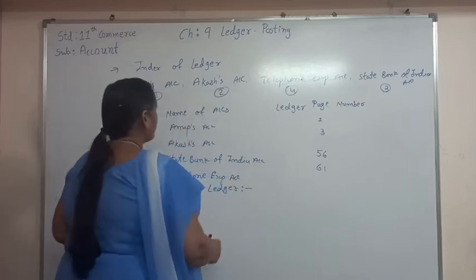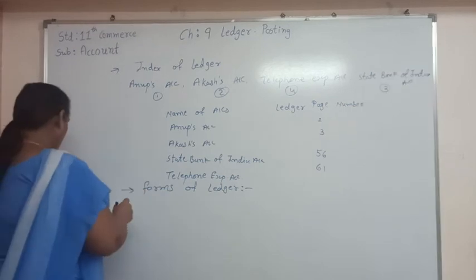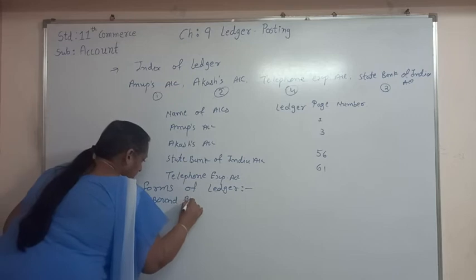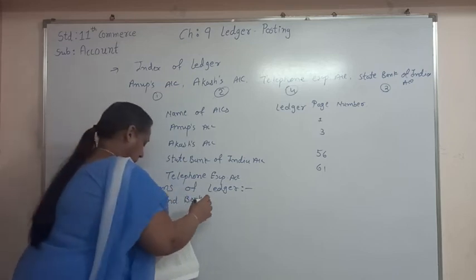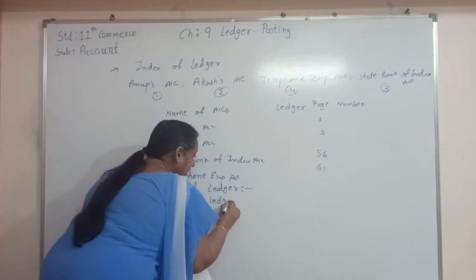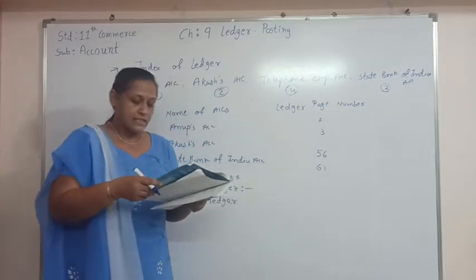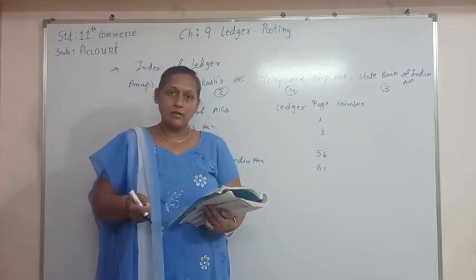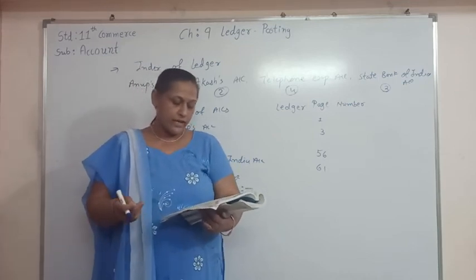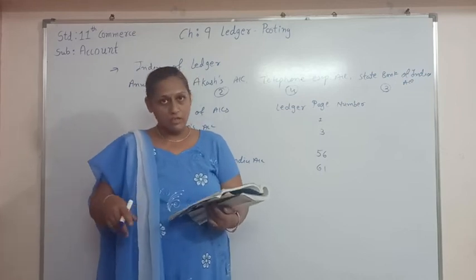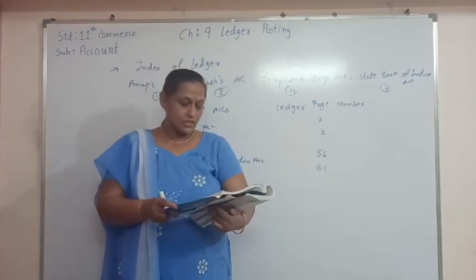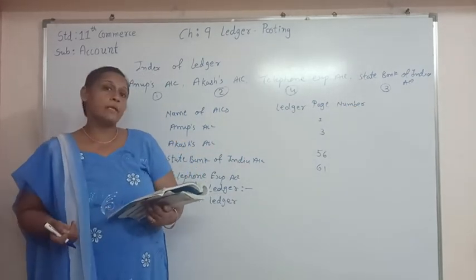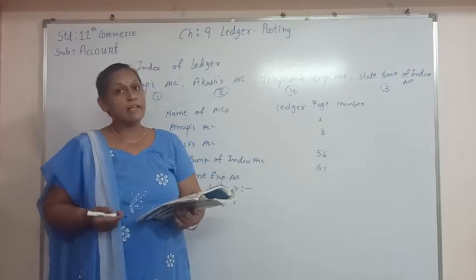The very first form of ledger is a bound book ledger. In a bound book ledger, we can see the typical ledger that is bound, that is packed, where the ring is there to bind the ledger. That ledger is called bound book ledger. That is the typical ledger which we can see in the Indian system.